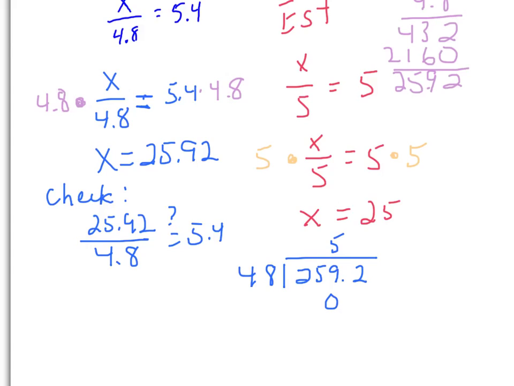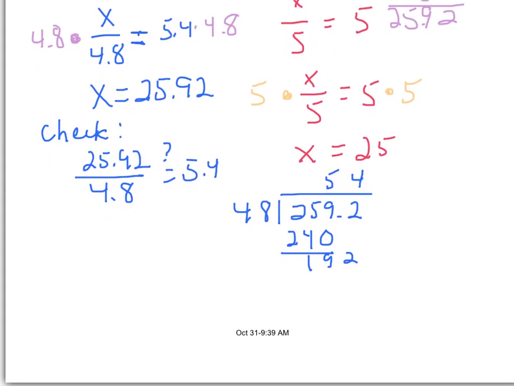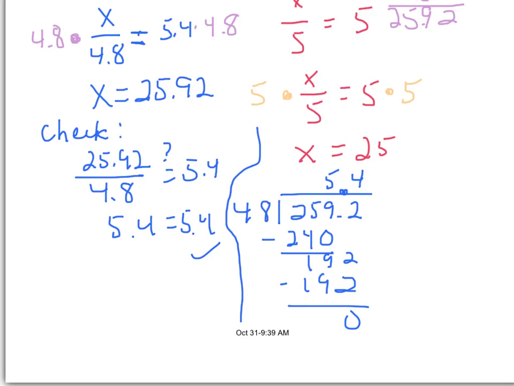5 times 8 is 40, and 4 to 20 is 24. I've got 9, 1, 2, and let's see, 4 times 48 is 192, and 3 to 16 is 19, so that checks out at 0. So this indeed does come out at 5.4 equals 5.4, so that checks. And a line here, divide out the work, and so this solution is a good one.